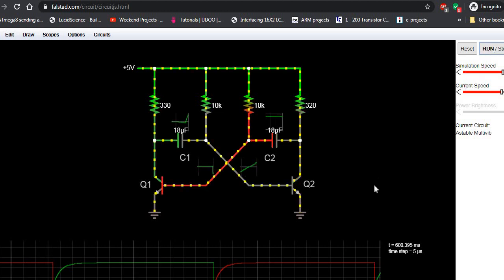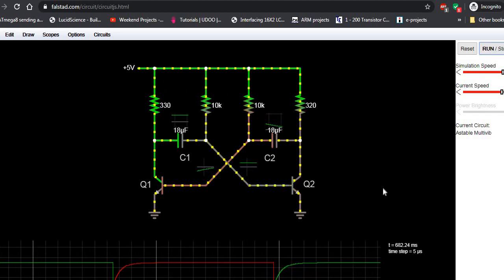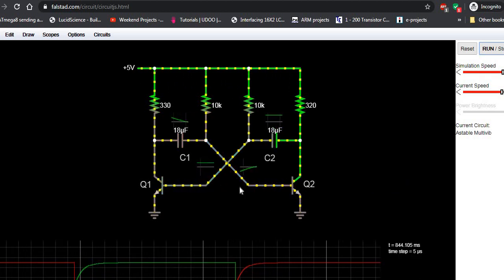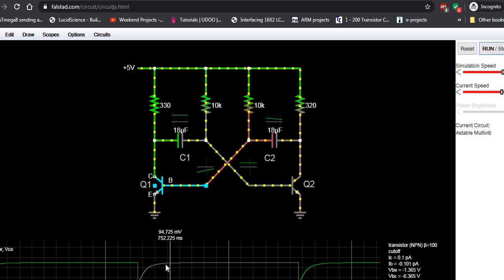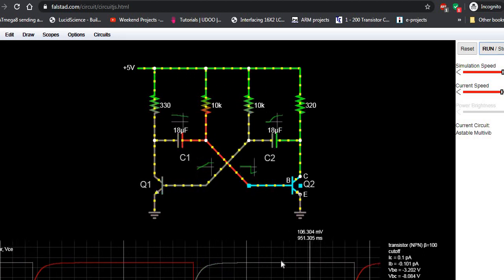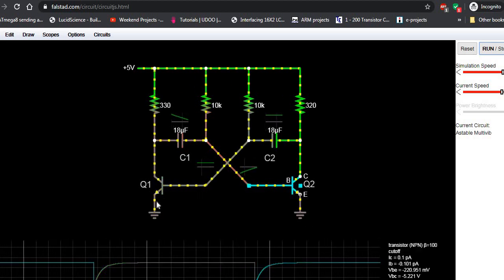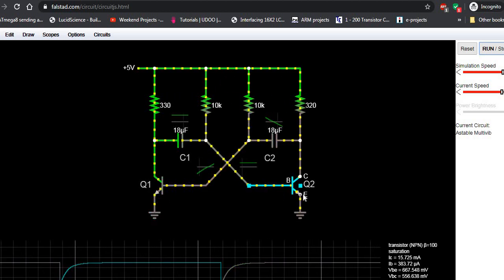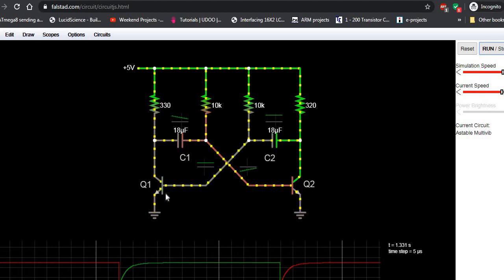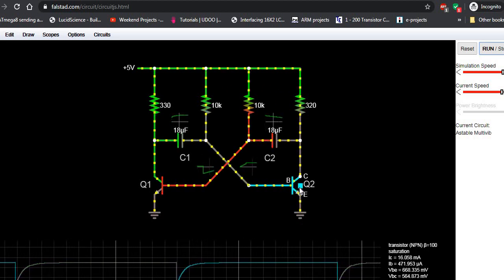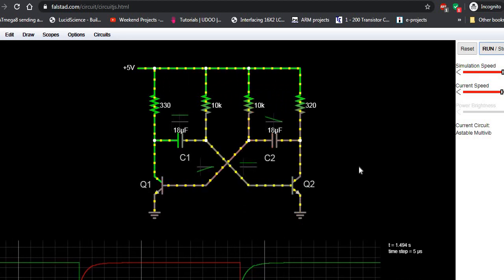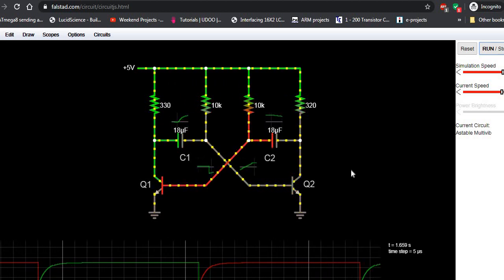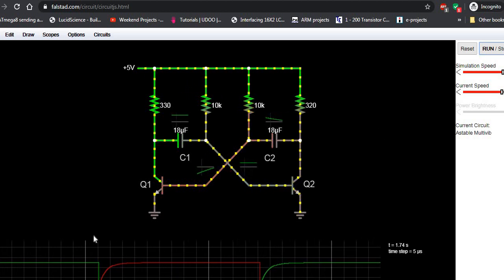Let us run it. This is the output we want to get, continuous square waves. Under no circumstances are both transistors on. Look at the waveforms here. If one waveform is high, another waveform is low. That's why under no circumstances Q1 and Q2 are both on. If Q1 is on, Q2 will be off. If Q2 is on, Q1 will be off. This is how the astable multivibrator works.